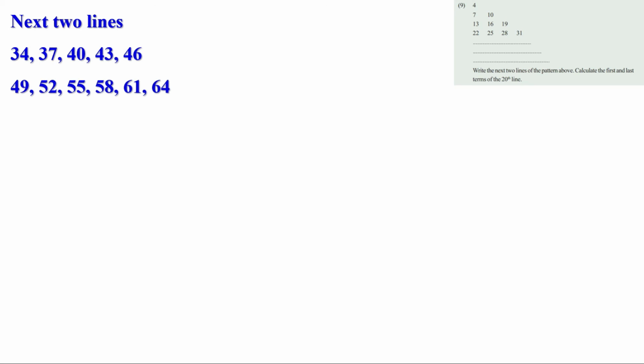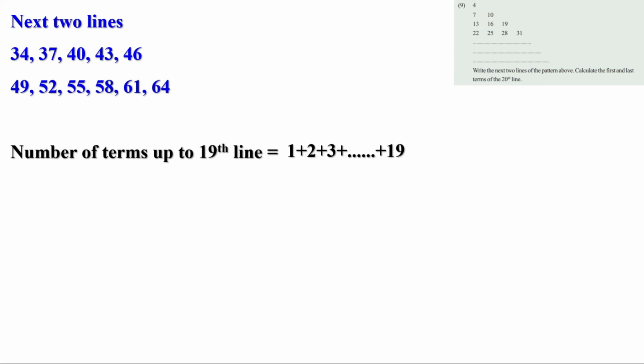Up to the 19th line, how many numbers are there? In the first line 1, second line 2, third line 3, and 19th line 19. So the number of numbers up to the 19th line is 1 plus 2 plus 3 up to 19. This is the sum of the first 19 natural numbers, that is 19 into 20 by 2. 20 by 2 is 10 and 19 into 10 is 190. So up to the 19th line there are 190 terms.